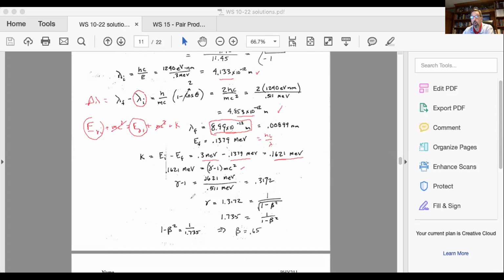The good news is I'm only solving for gamma, right? And gamma turns out to be 1.3172. And then from that, as we've done before, you can get beta. And sure enough, I get the same value of beta, 0.65, a little over half the speed of light, again, is the speed of the recoiling electron.